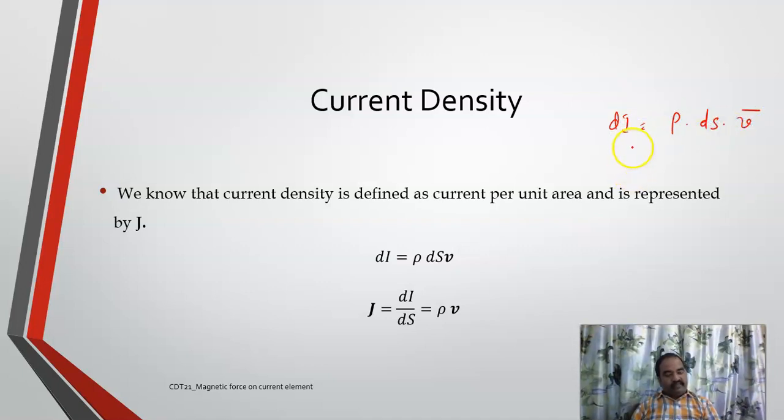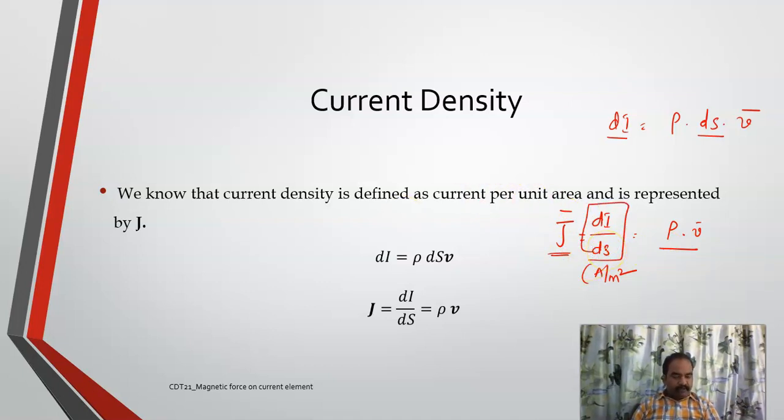I will define current density as the current per surface area. di by ds, I will represent it as current density J, with units of ampere per meter square. So what I will get is rho into v bar. This is the vector current density and its value is rho into v bar, or you can use di by ds.